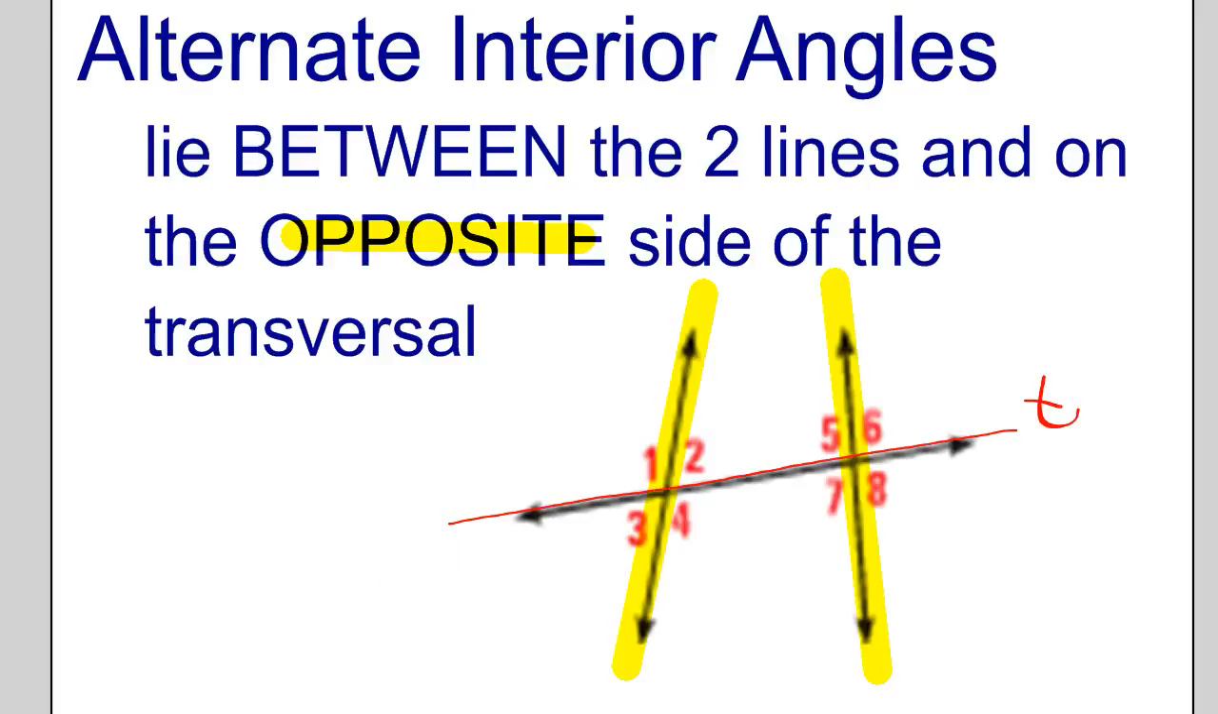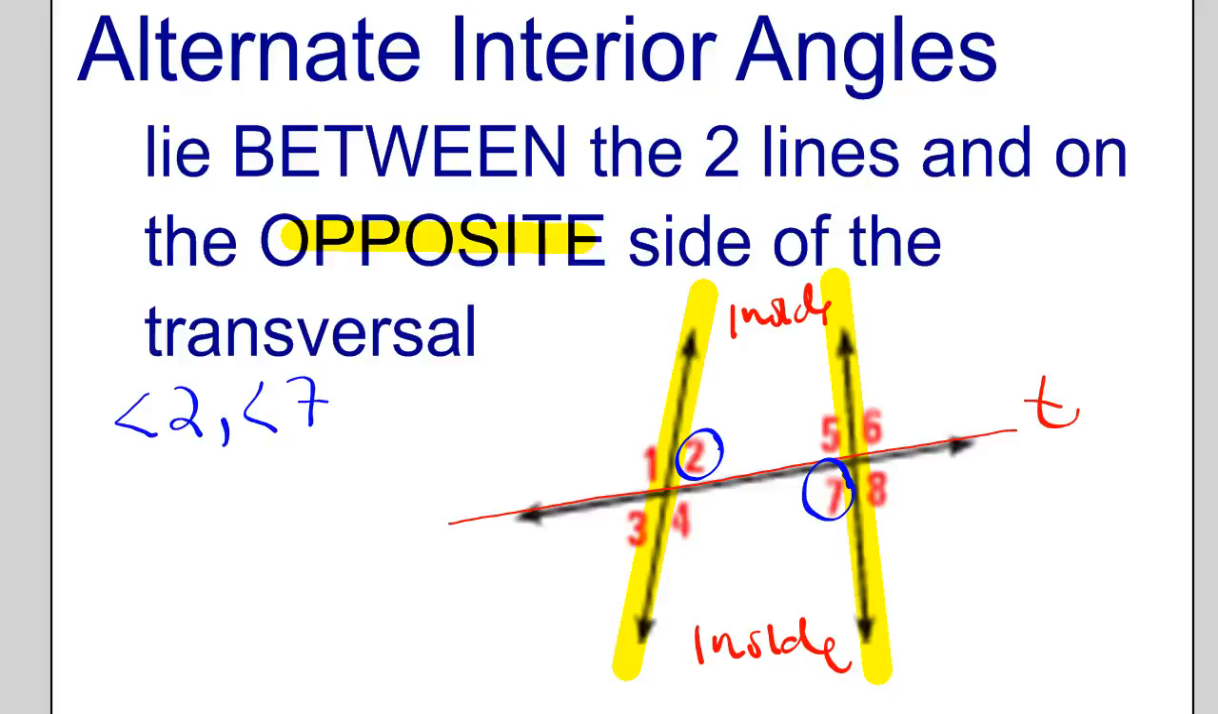Here's my transversal T. So I'm looking at things inside. So in this area, it looks like who's inside? Angle 2, his alternate interior angle is angle 7. So angle 2 and angle 7 are alternate interiors, and then angle 4 and angle 5. Those are alternate interior angles. They're inside the yellow lines on the opposite side of the transversal.